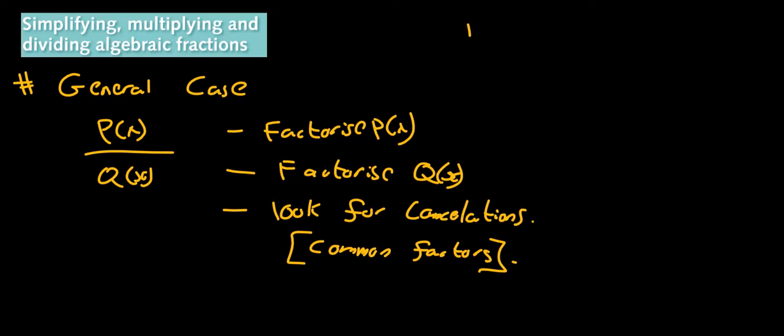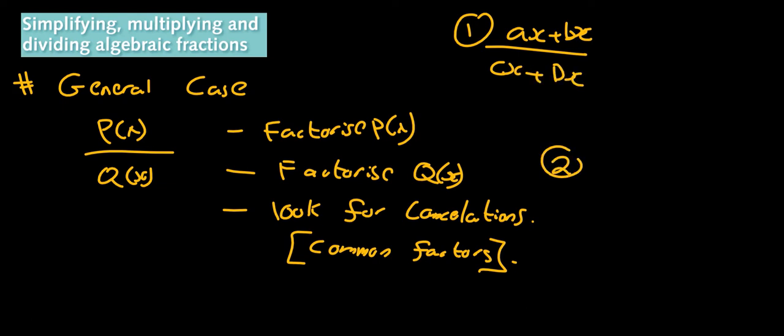So let's do two of the general case. Let's do ax plus bx, and that is an x, and cx plus dx, and let's do a negative, ax minus bx, and a x minus dx. Okay, so pause the video and see if you can factorize these and cancel these algebraic fractions.